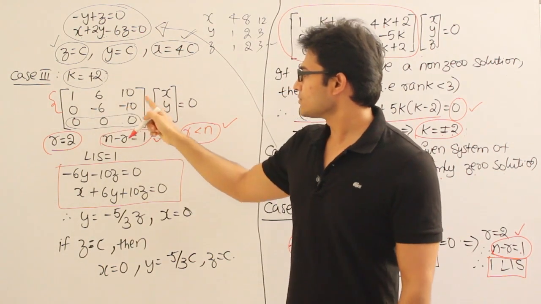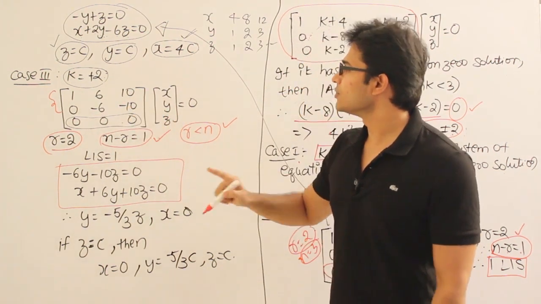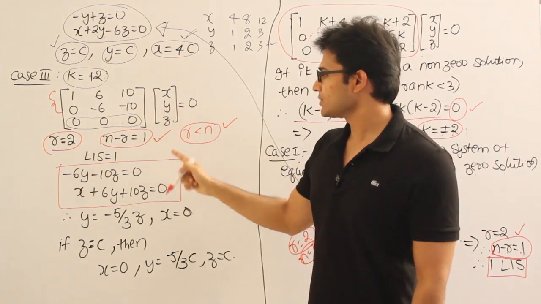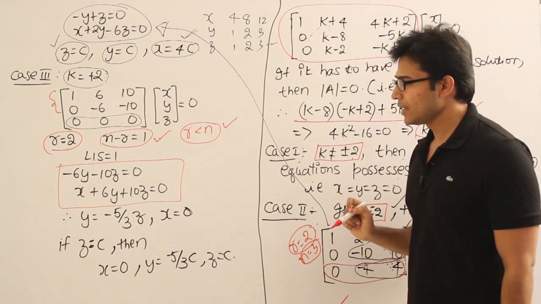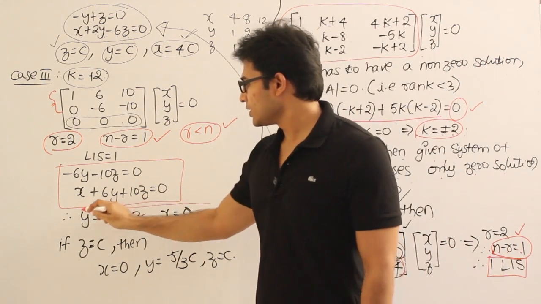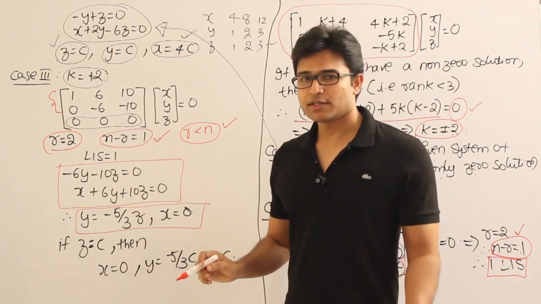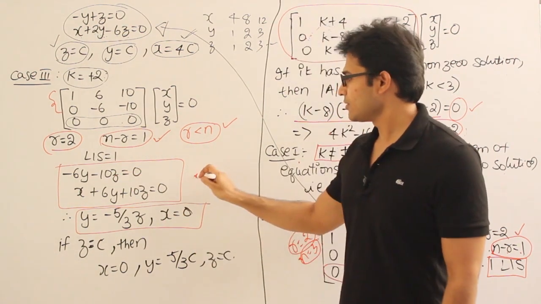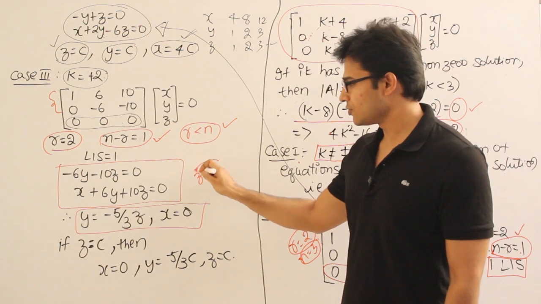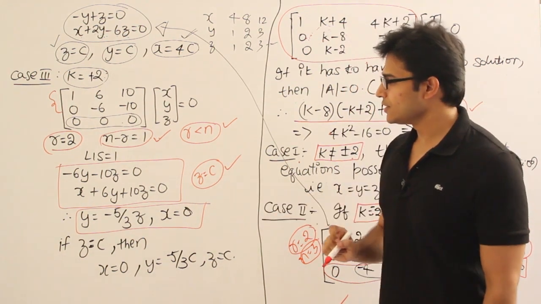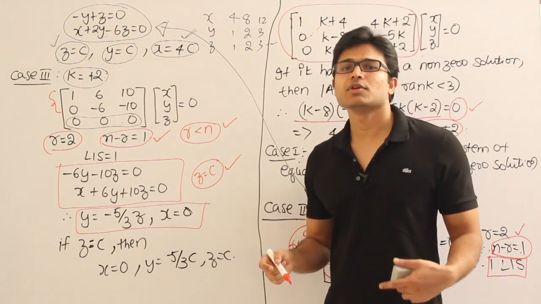x plus 6y plus 10z equal to 0. Minus 6y minus 10z equal to 0. Right? Now from this you can derive that if I want to express everything in terms of z, why? Because one of the variables, z, is going to be assigned a random number. If we choose z to be c, I want to write everything in terms of z.